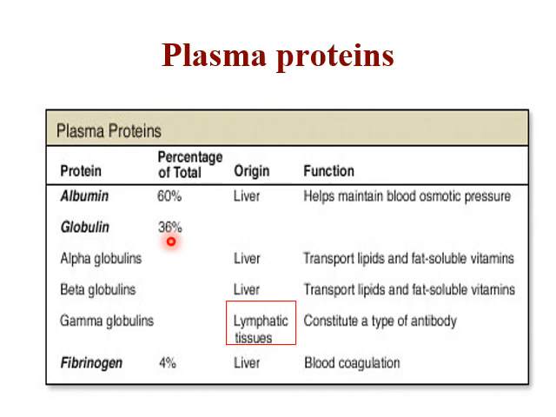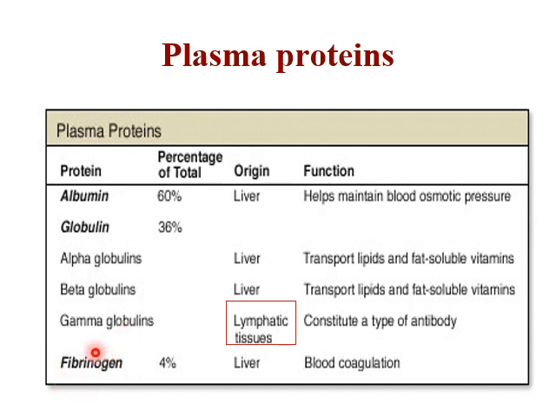The globulins are divided into alpha, beta and gamma globulins. The alpha and beta globulins are synthesized in the liver, but the gamma globulins are synthesized by the B lymphocytes, which are present in lymphatic tissues. They act as antibodies and are also named immunoglobulins.